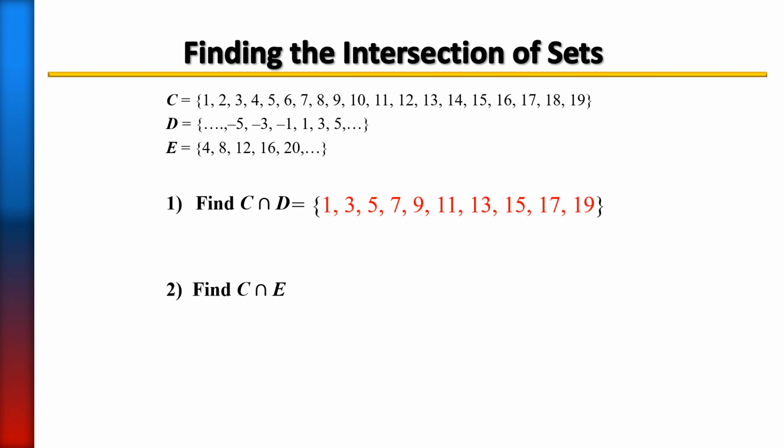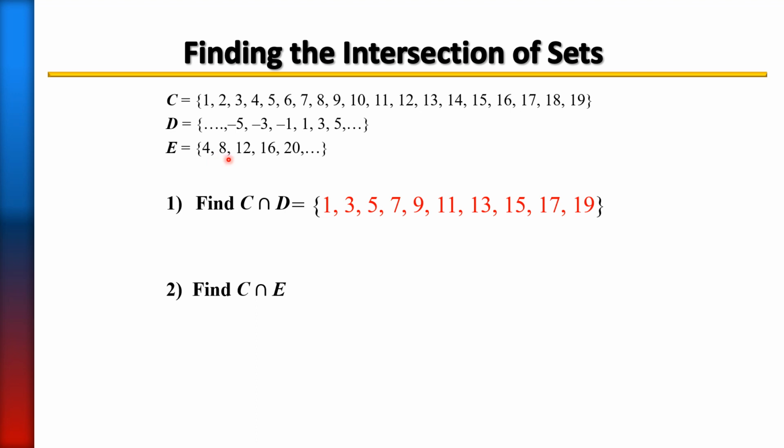Let's look at example 2. I want the intersection of set C and E, the things that they share in common, the common elements. So focusing our attention at C, which is your counting numbers from 1 to 19, and E, your multiples of 4. So let's take a look at set E. So 4 is definitely one they share in common.